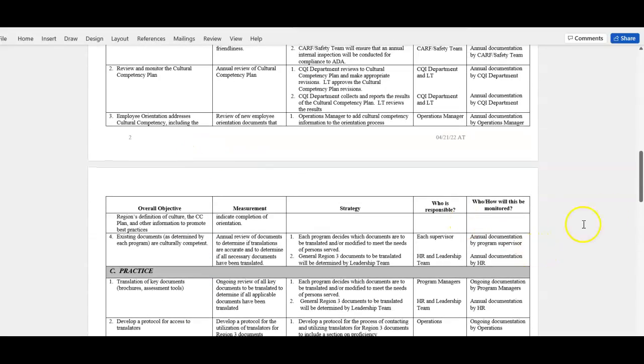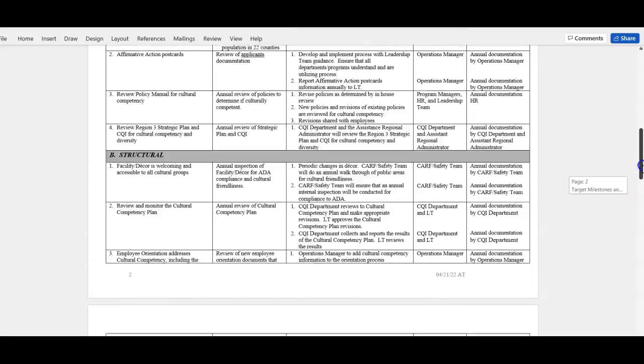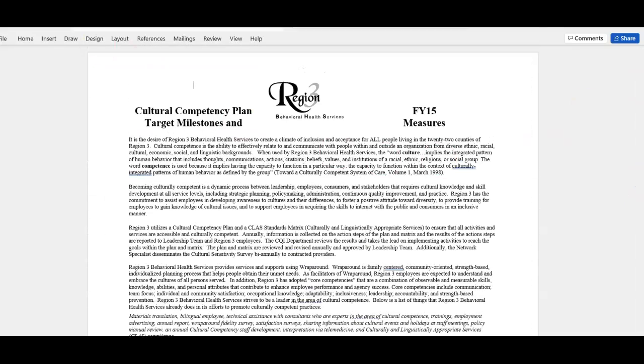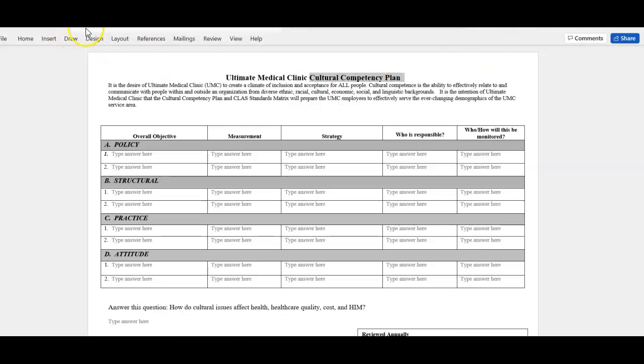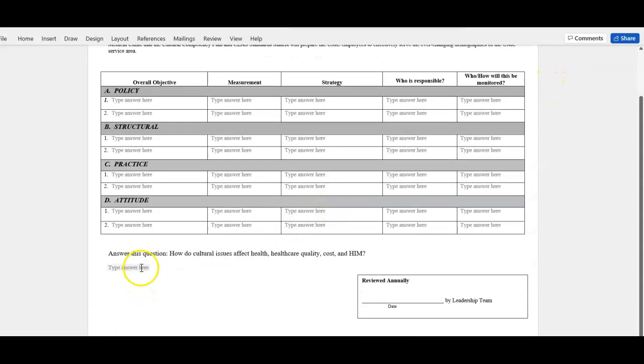The other thing that I need to show you is I want to make sure that you understand you need to answer another question on the policy. And let me close this out. That's going to be this one here. It says, answer this question: how do cultural issues affect health, healthcare quality, cost, and HIM? So you need to respond to all four parts of that question along with completing your cultural competency plan. If you have any questions or anything, just reach out to me and I'll try to answer any questions that you have. Thank you.